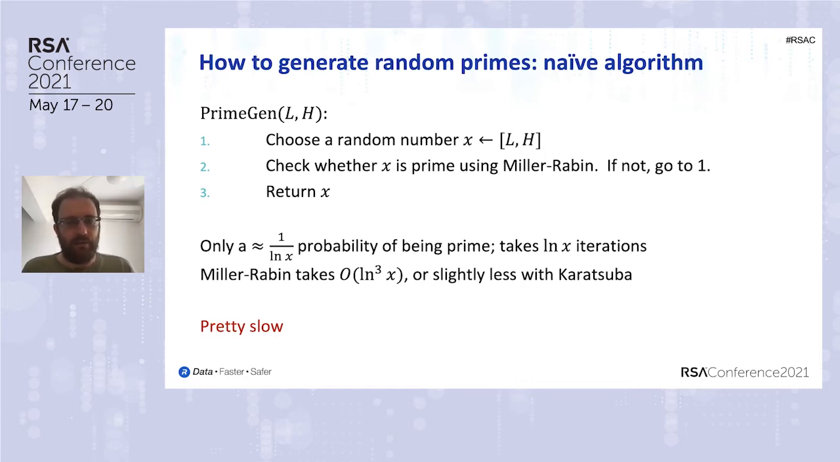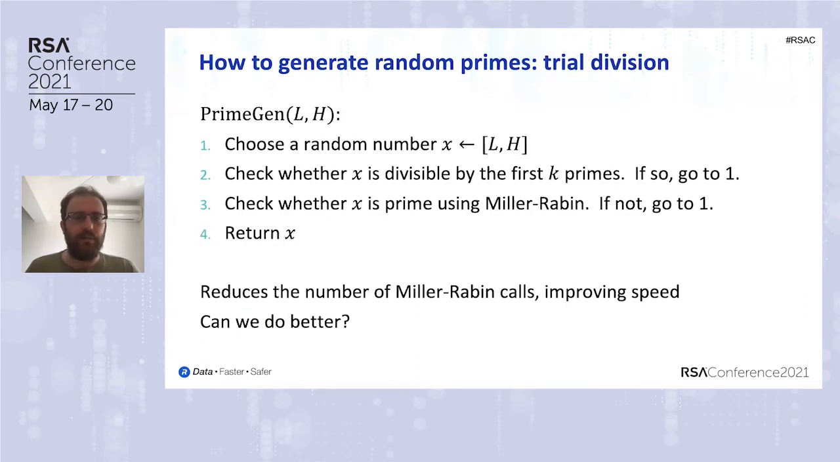The problem with this is that Miller-Rabin is itself a little bit slow, and only a small fraction of randomly chosen large numbers are prime. So all in all, this takes log x to the fourth time, give or take. And overall, it's too slow to be super practical. So what is instead typically done by RSA libraries is trial division, where you choose a random number, and then you first check that it's not even or a multiple of three or a multiple of any other small prime number. And then you test it with your slower primality test like Miller-Rabin.